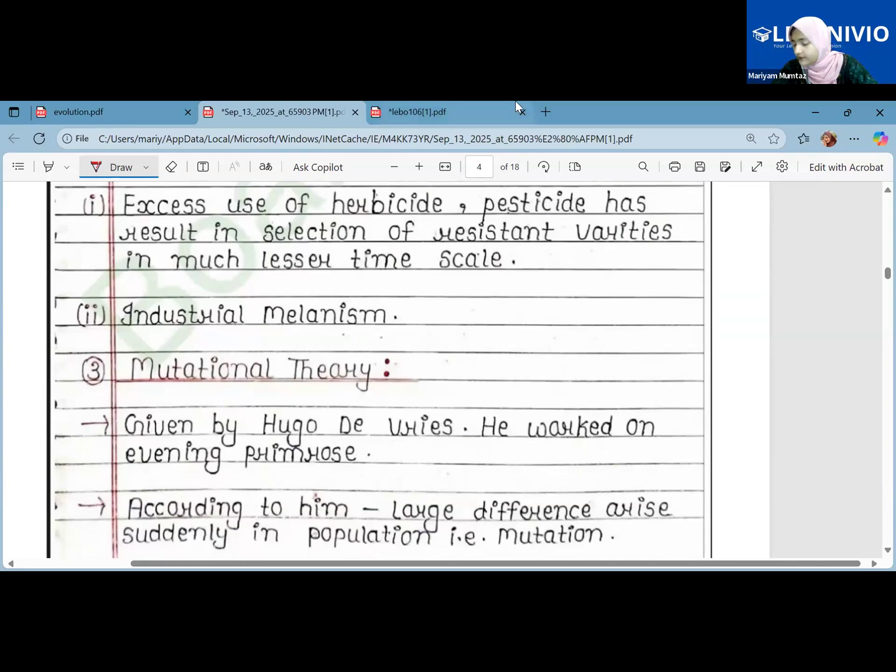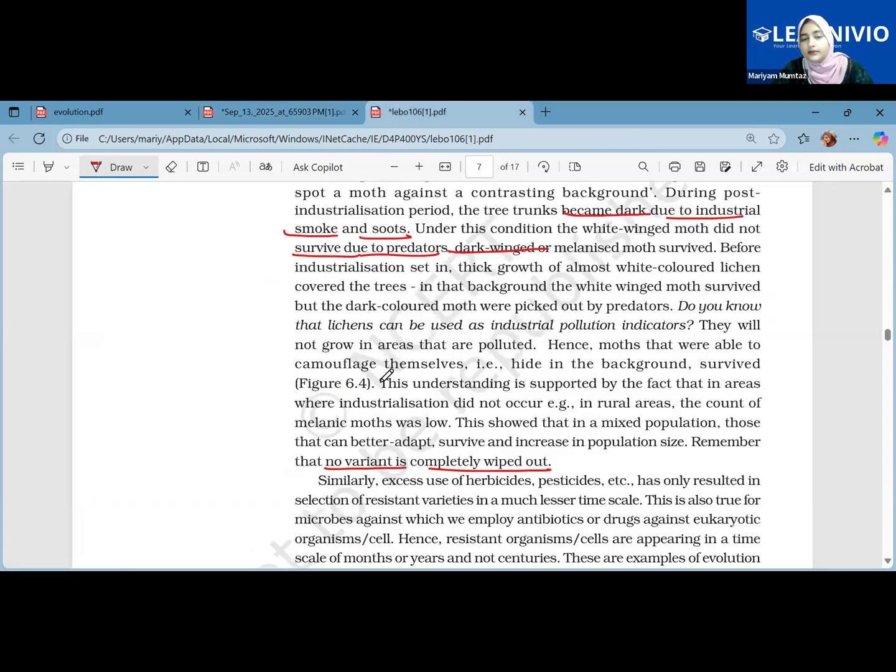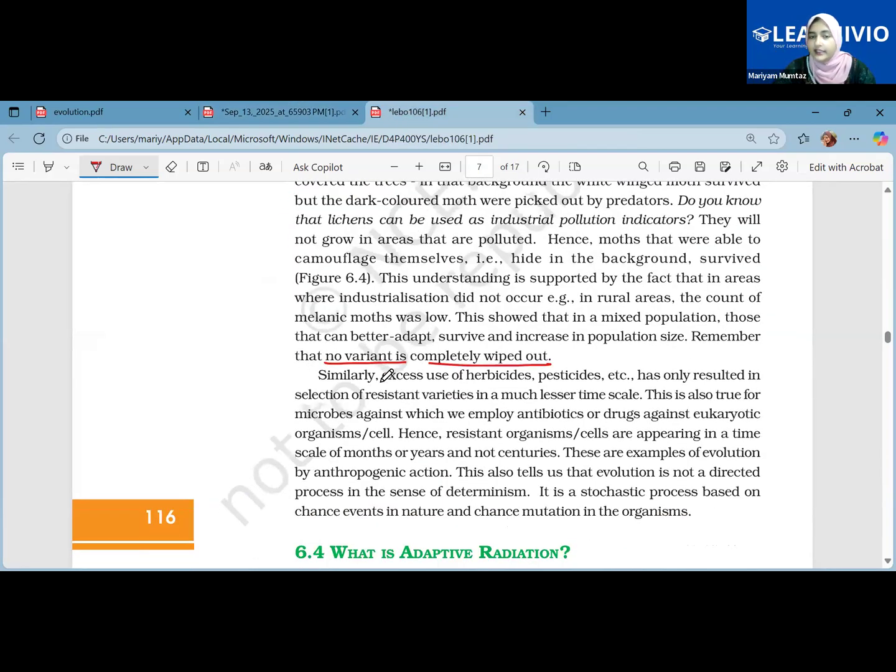Yes, ma'am. Any doubts? Similarly, excessive use of herbicides and pesticides. Now, there are some herbs, there are some pests that basically become resistant. Like these things do not work on them anymore.